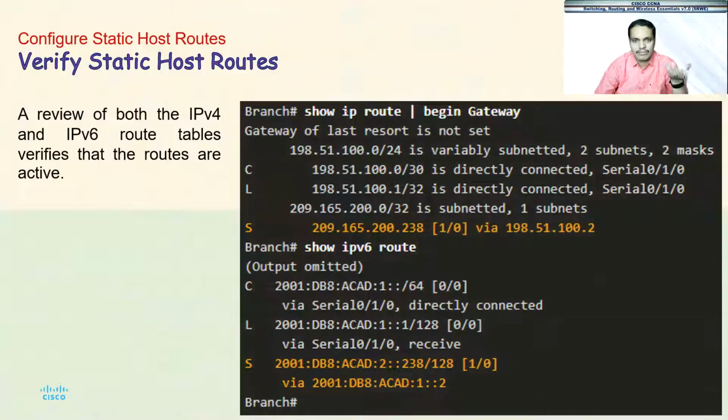Now, how do you verify? Simple, straight away, show IP route, begin gateway. You can see that another static route has been added into the R1's, or the branch router's, routing table. Similarly, for IPv6 also, you can see that the static route is entered. So once you enter that command, you have to verify whether the static route has been enabled or not. Once again, you can see that the administrative distance is 1 and the metric is 0, which is the lowest.